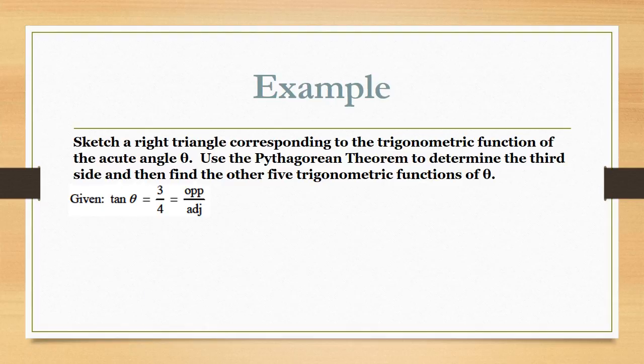Sketch a right triangle corresponding to the trigonometric function. Use the Pythagorean theorem to determine the third side, and then find the other 5 functions. So what you're going to do is draw a right triangle, pick one angle to be theta, and then label the opposite and adjacent side as 3 and 4. Find the hypotenuse, and then write the rest of the trig functions. Pause the recording, give this a try, and resume to check your answer.